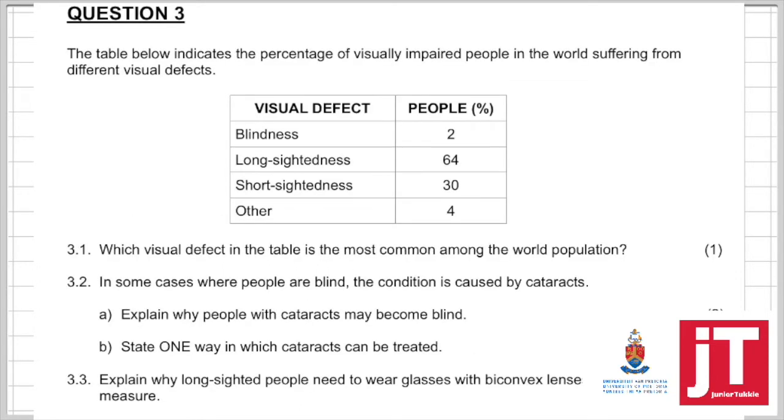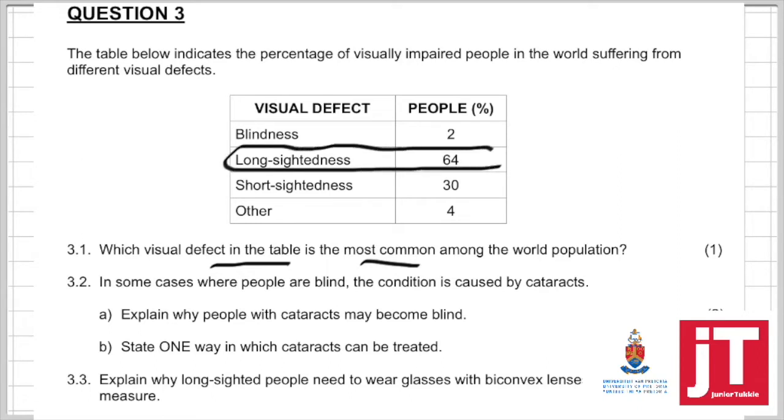The table below indicates the percentage of visually impaired people in the world suffering from different visual defects. Here they have the different visual defects and the people that have these defects and the percentage. And then they ask you which defect in the table is most common amongst the world population. And if you look at it, that is long-sightedness.